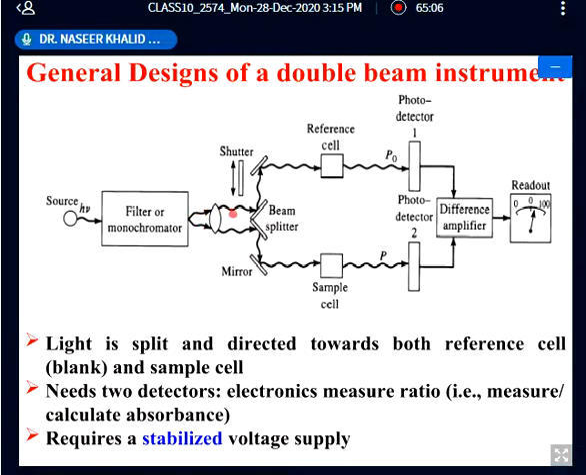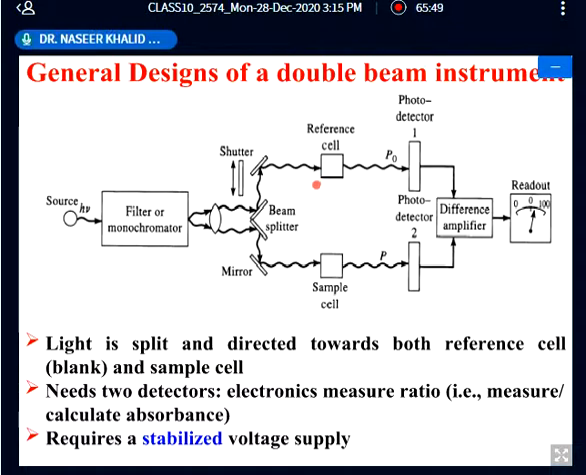filter. There is a shutter, a special shutter. It can separate this radiation into two components, and they pass through different path lengths. One passes through the reference cell, where the blank solution is present, and the other passes through the sample cell. The reference cell contains all those materials, all those reagents which are being used, but there is no analyte. But the sample cell contains the analyte plus all other material which is present in the reference cell.